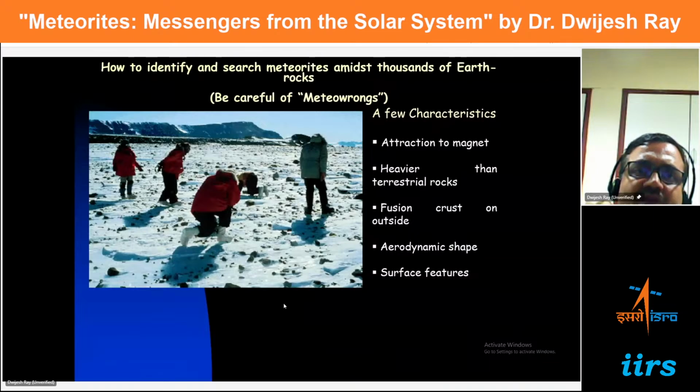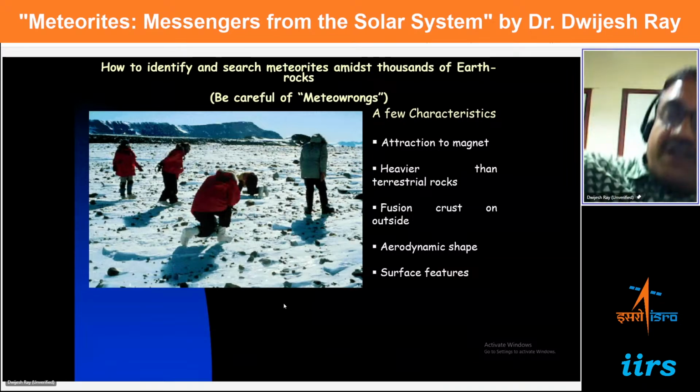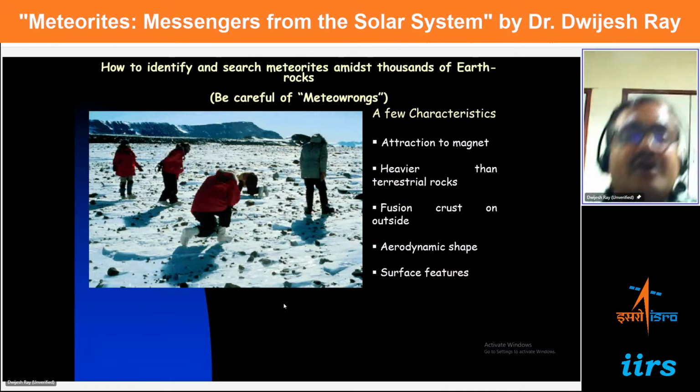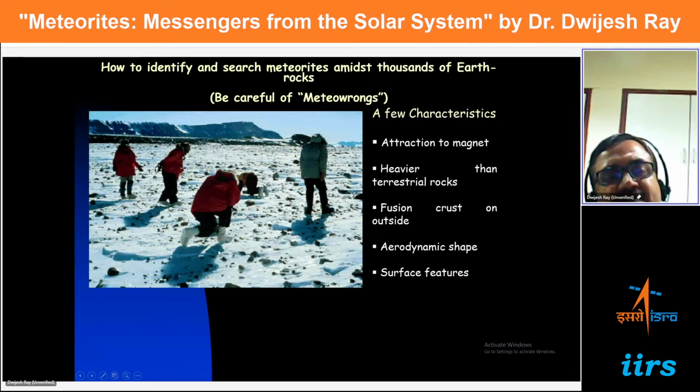So how to identify them? If we carry out a field expedition in a cold desert area, this is an example in Antarctica, you have many rock samples. These are all earth samples. We have to find the extraterrestrial object among these rock samples, which is really challenging.